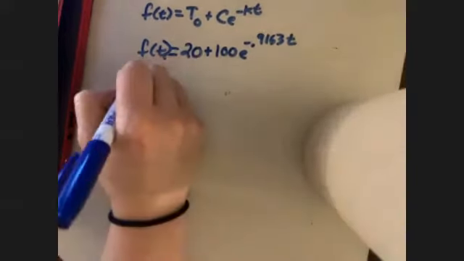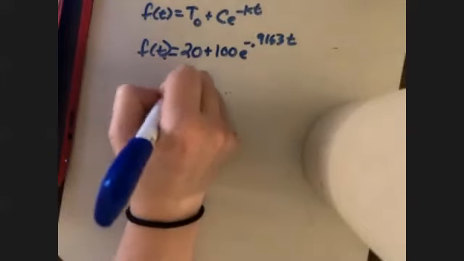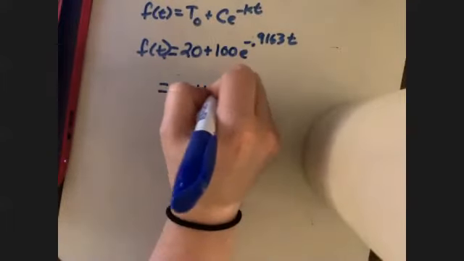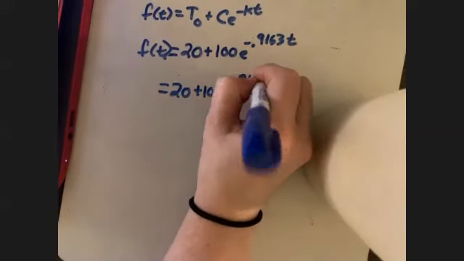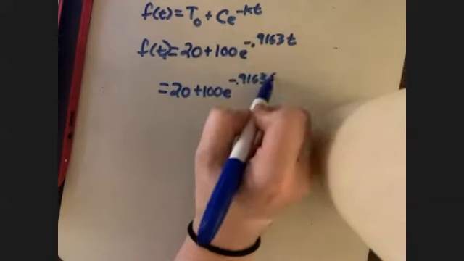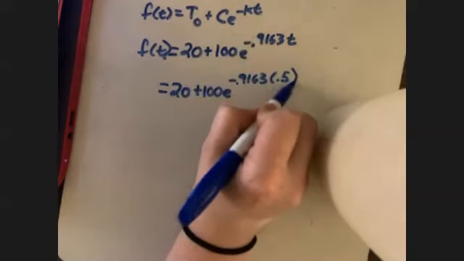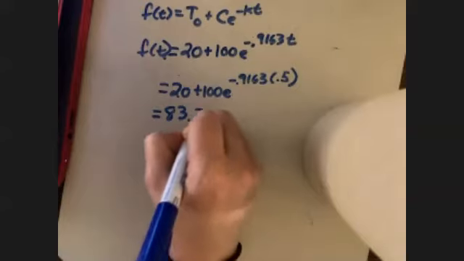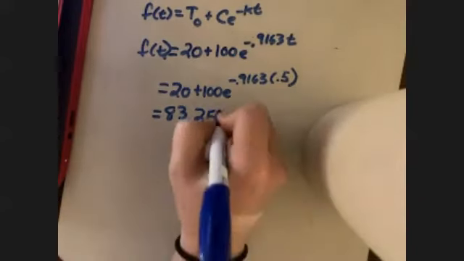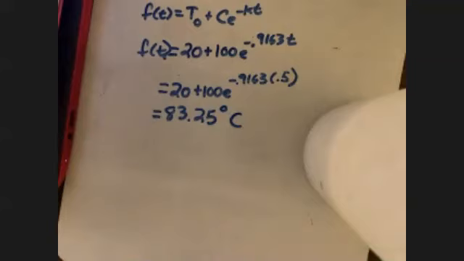Now, y'all, you've got to be careful with that, because we did this with time in hours. So for half an hour, that needs to be 0.5. So this is a straight plug-in, again, straight to a calculator. And we get that this is 83.25, okay, and that would be degrees Celsius, okay.